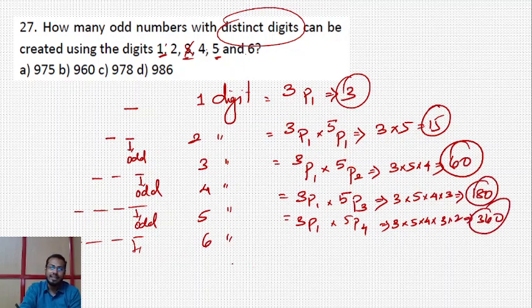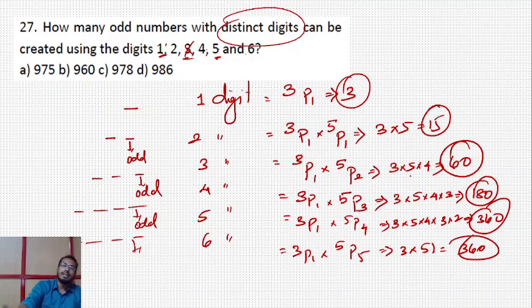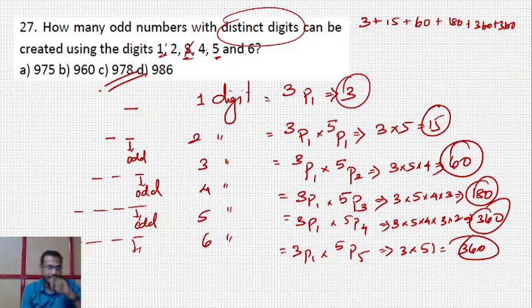Right? And the last one, the 6th digit. Place this first and 5P5. So 3 into 5 factorial, 120 into 3, is nothing but 360. Same. Now add all these values: 3 plus 15 plus 60 plus 180 plus 360 plus 360. That is nothing but 978, the right answer. I hope you guys understand this.